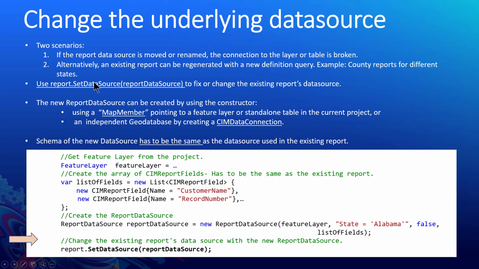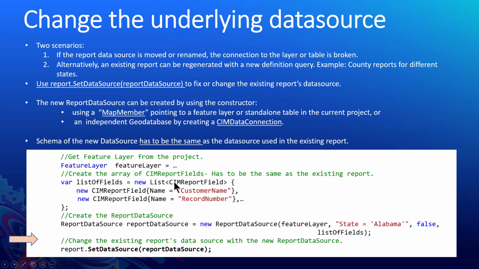To change a report's underlying data source, use the setDataSource method on the report object. This method requires a report data source object as the parameter. The new report data source can be created using the constructor. As you may recall, there are two flavors available. You can use a map member or a sim data connection. Here's a code snippet for this.